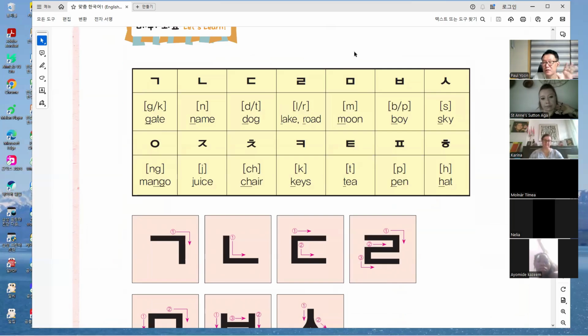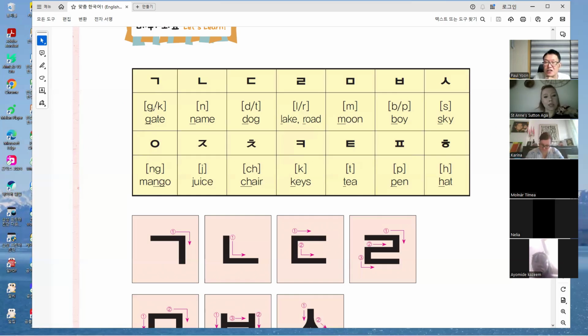I already told you all consonants have their own name. So like this: giok, niun, digut, liul, mium, biuk, siut, iung, jiut, chiut, kiut, tiut, piuk, hiut. Very hard, right? So no need to memorize them right now. But you need to memorize their sound, pronunciation. It's more important.